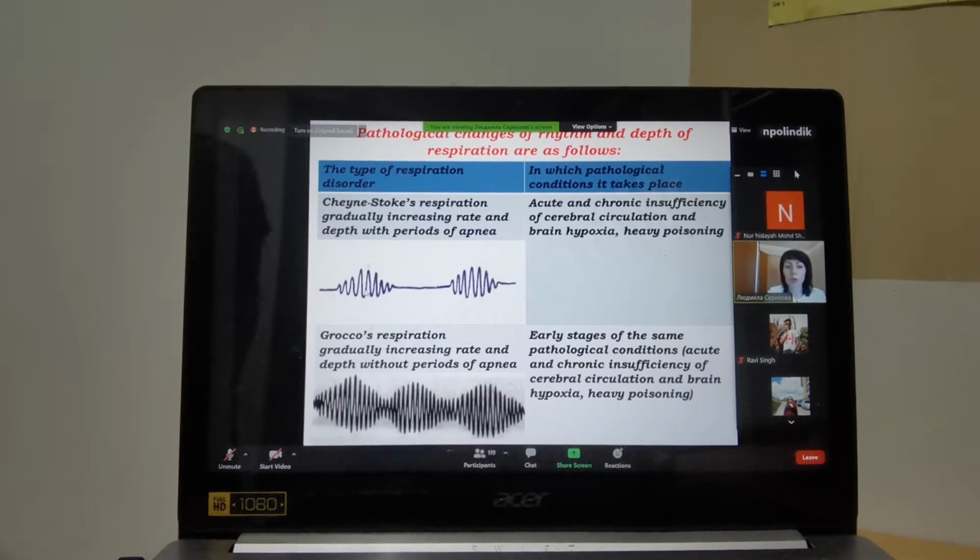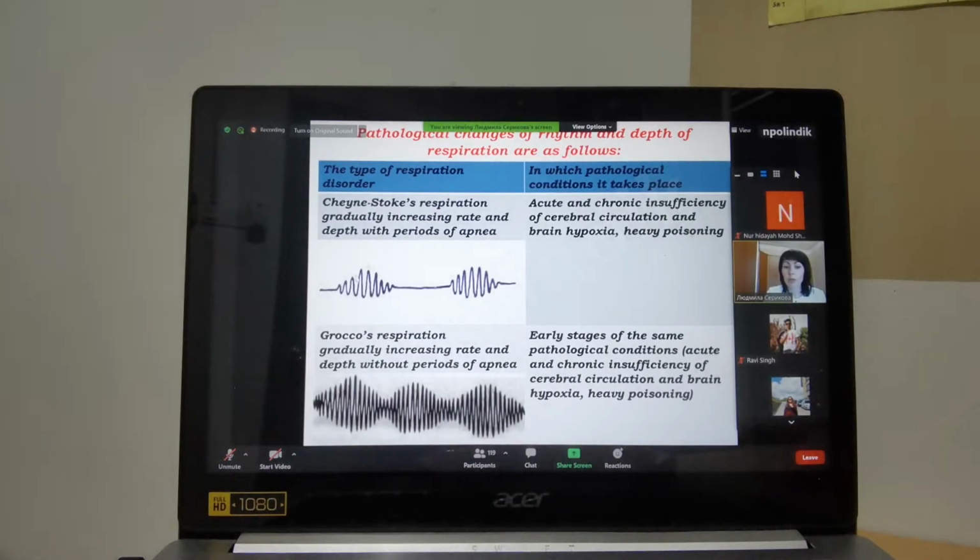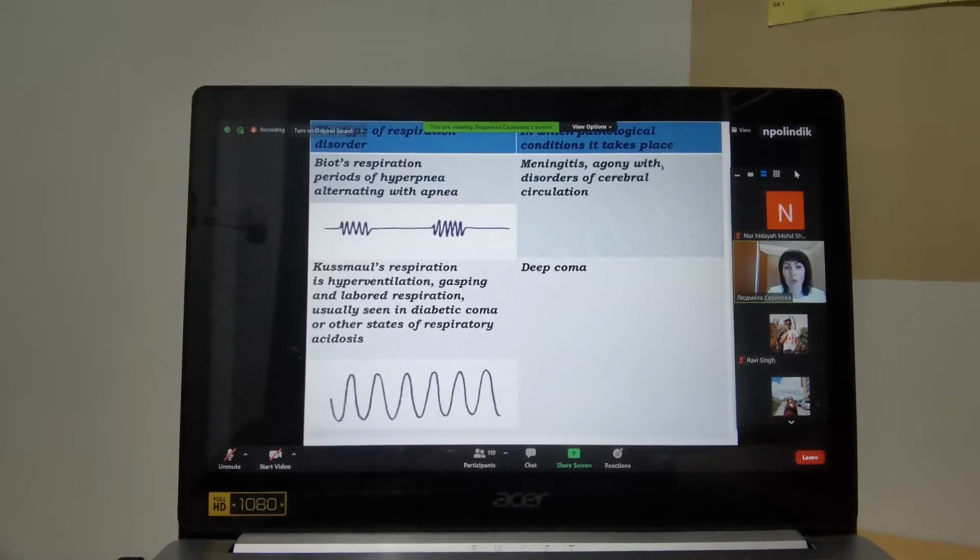In Cheyne-Stokes respiration, what I saw in my experience is this: at first, superficial respiration becomes deeper, deeper, deeper. After that, it turns superficial, and then we have a period of apnea. Apnea is absence of breathing. This period can last around 1 minute. When I saw my patient, I thought the patient had died because of the absence of breathing. After that, superficial respiration appears again and becomes deeper, deeper, like this.